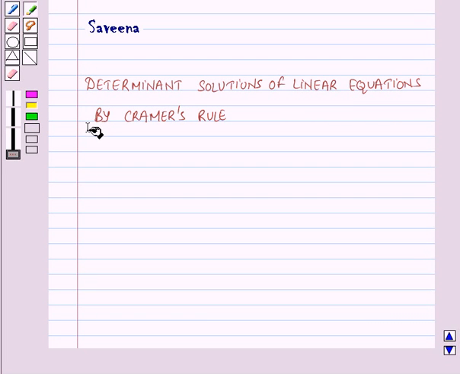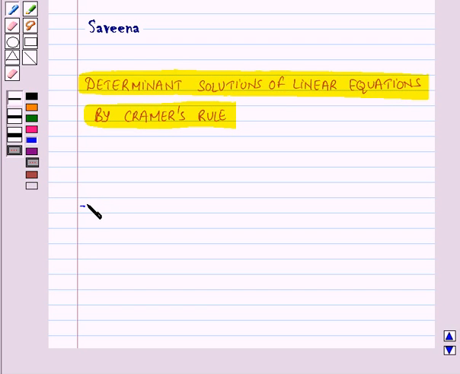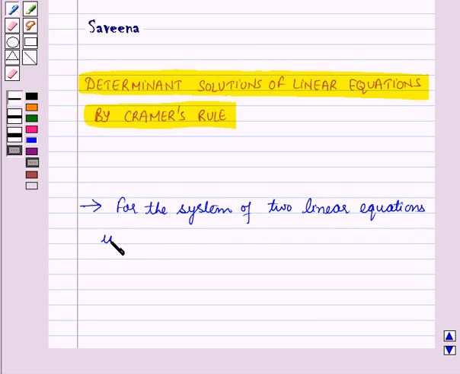Welcome to the session. In this session, we'll learn about determinant solutions of linear equations by Cramer's rule. First of all, let us discuss it for the system of two linear equations in two variables.